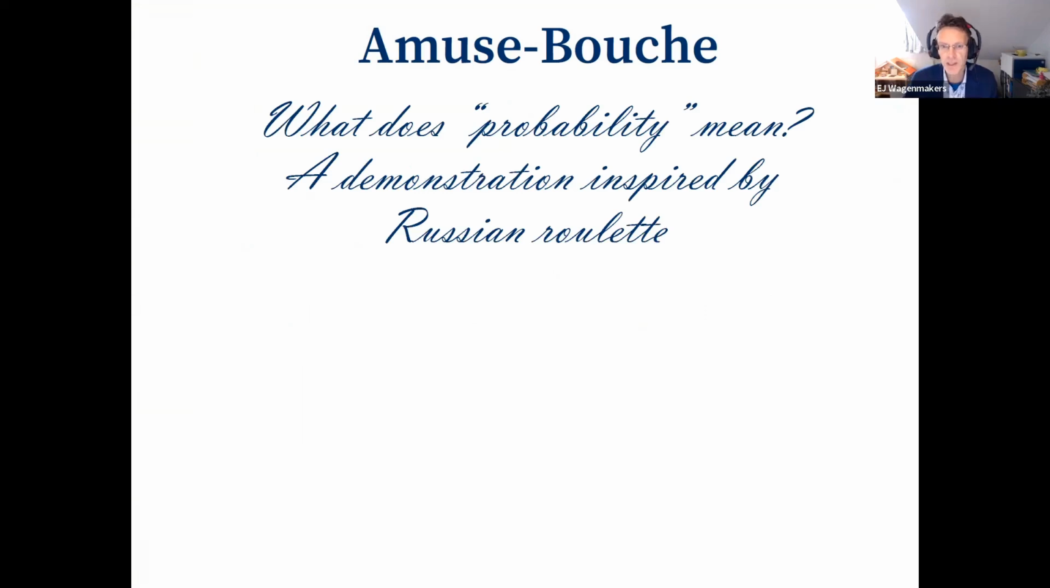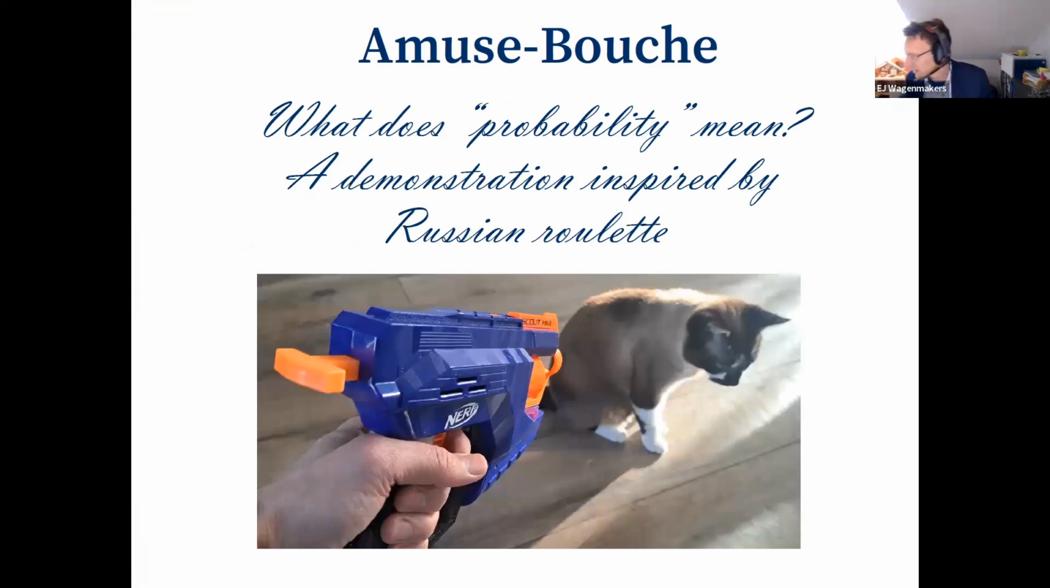We're going to talk about what probability means, and I'm going to provide a quick demonstration inspired by Russian roulette. For this, I will use a Nerf gun. You may know it. It's very popular in Europe, at least for children to play with, and they fire this kind of bullet at each other. I will put this single bullet in this toy gun, which has 4 chambers. I'm going to put it in randomly, with some random mechanism, maybe throwing a die to determine where it goes, and then I'm going to fire it once, maybe at my cat who's sleeping next to me.